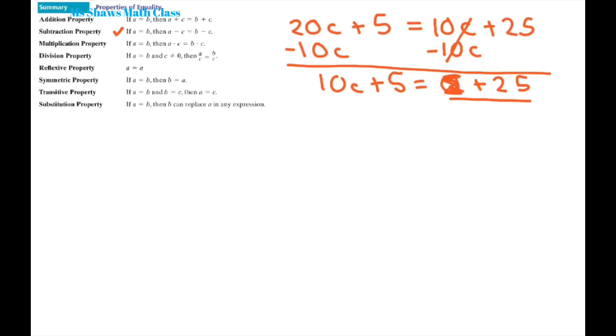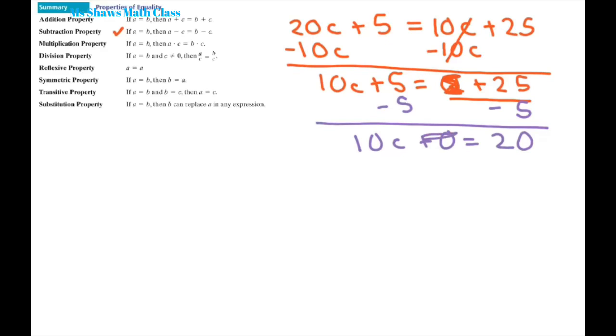And then I'm going to use a subtraction again and subtract 5 from both sides. And you'll get 10C plus 0 equals 20. Again, with your zero property of arithmetic, you don't need to keep the 0 there. And we're going to divide both sides using our division property. So we have divide both sides by 10, and we get C equals 2. So our solution set is 2.